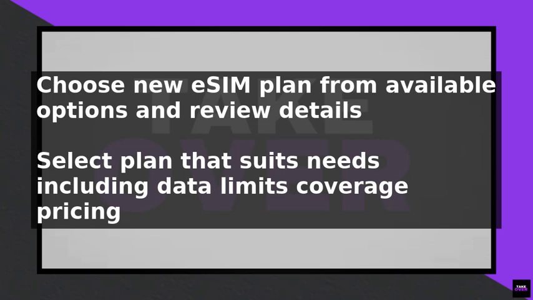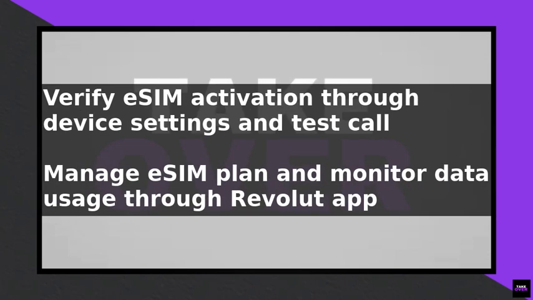To verify eSIM activation, open your device settings and navigate to the eSIM section. You should see the Revolut eSIM profile listed and active. Make a test call or send a test message to ensure the eSIM is working as expected.